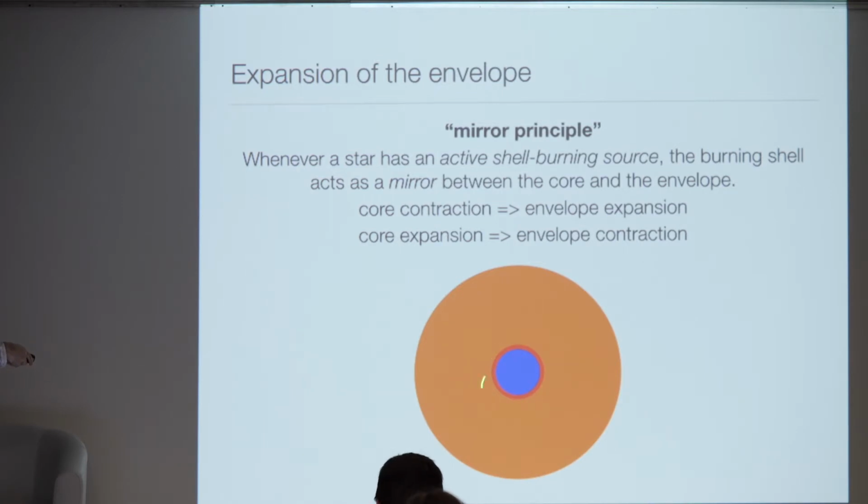It's like this burning shell behaves like a mirror. So some people call this the mirror principle. If there's a shell and the core is contracting, then the surface will expand. The opposite is also true. If there's shell burning and the core is trying to expand, then the surface of the star tries to be smaller in reaction. That is basically caused by this shell burning, nuclear burning happening not at the center, but in the shell surrounding the core.